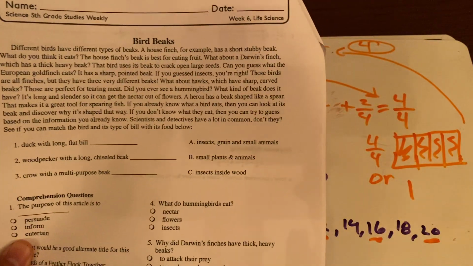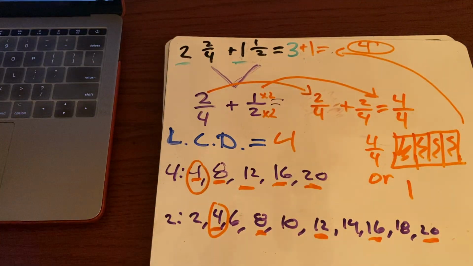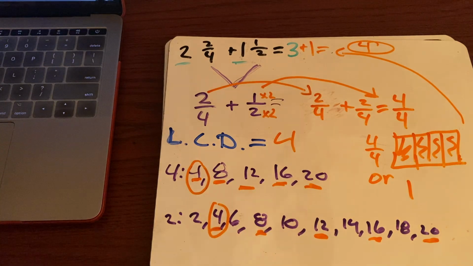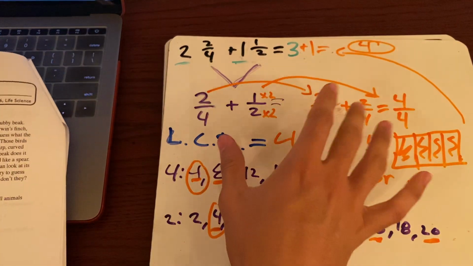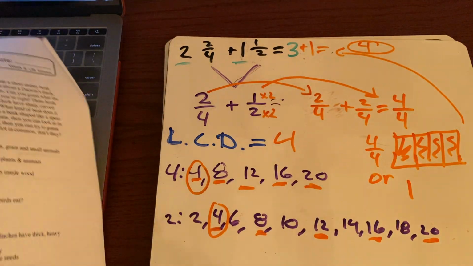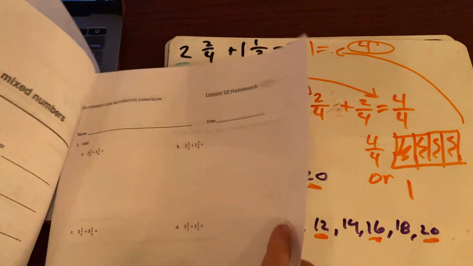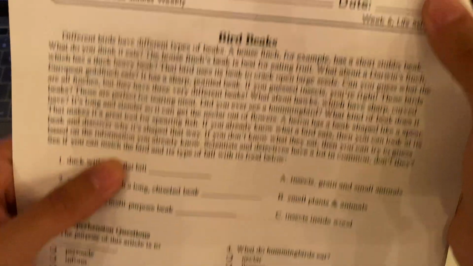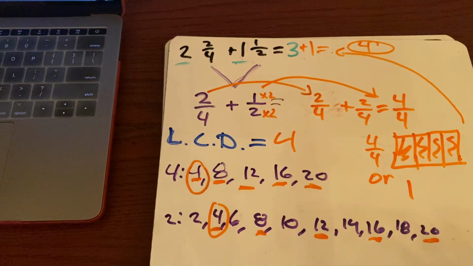But that's it, everybody. Hope to see you all tomorrow at 1:30. Remember, we have our Zoom session. So again, just to review, lesson 10, that's what you're doing for math. Any pages that you have for lesson 10. And then you are completing this page right here that says bird beaks, all right?